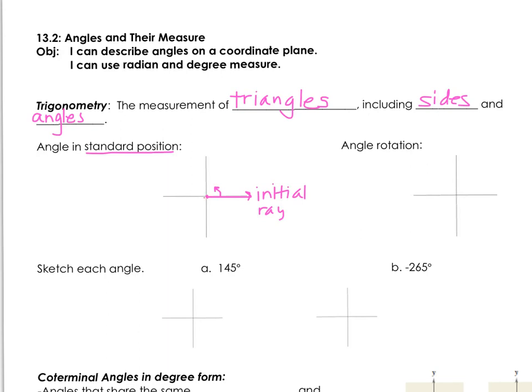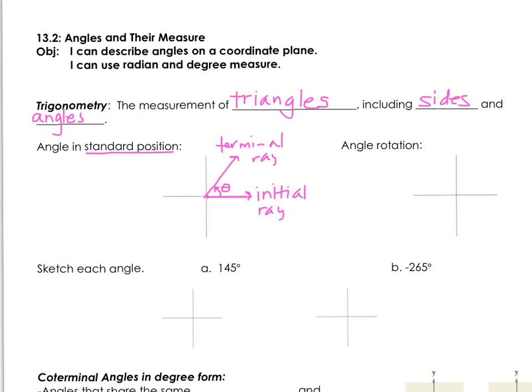And where my ray or my measure of my angle ends, that's known as my terminal ray. Terminal is where the angle measure ends. So we would put that theta symbol right in between. And that's measuring from standard position. We can have measuring in degrees of all different types.